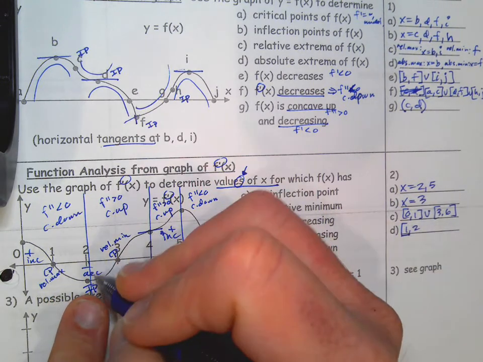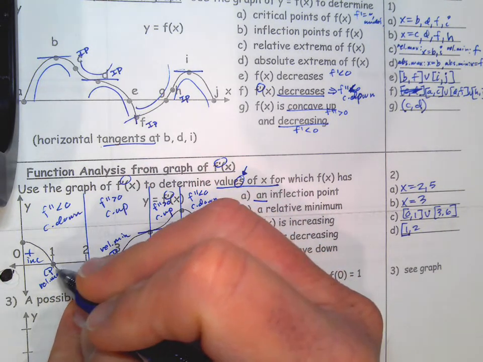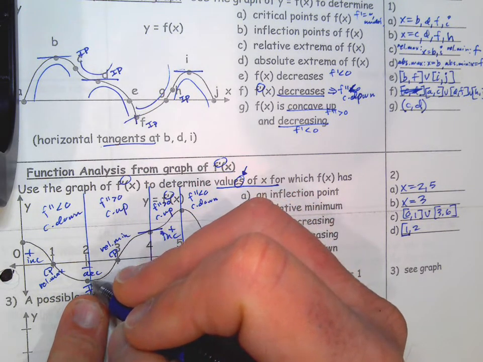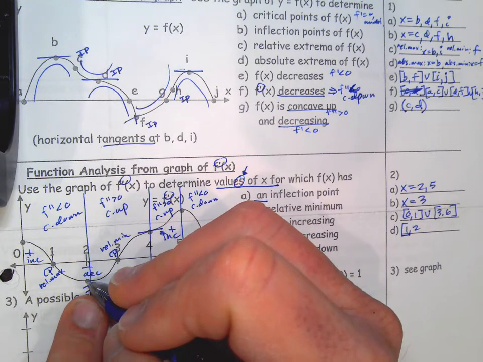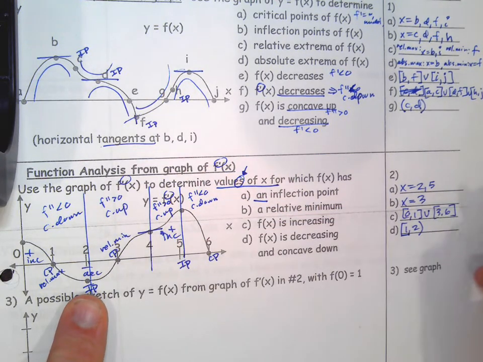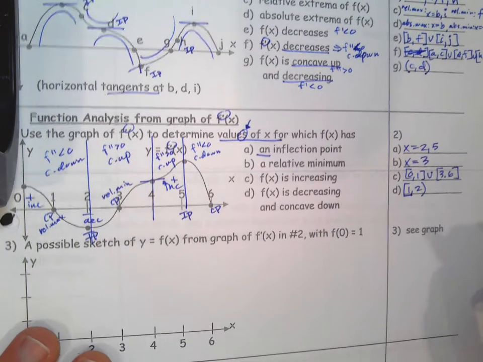Is it decreasing at 2? Yeah, it's in the negative range, right in the middle of it. Is it concave down at 2? No, that's where it has an inflection point and changes direction, so we put a parenthesis on that. We don't include that endpoint. It's on no other intervals.